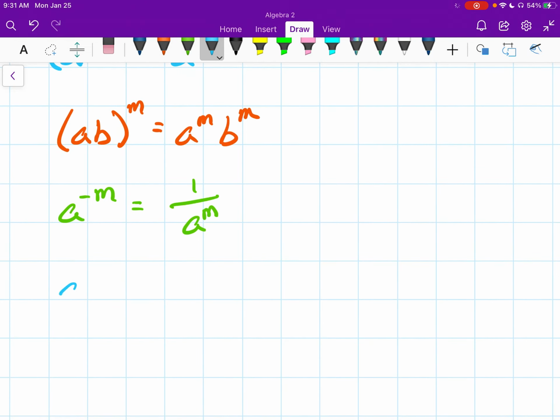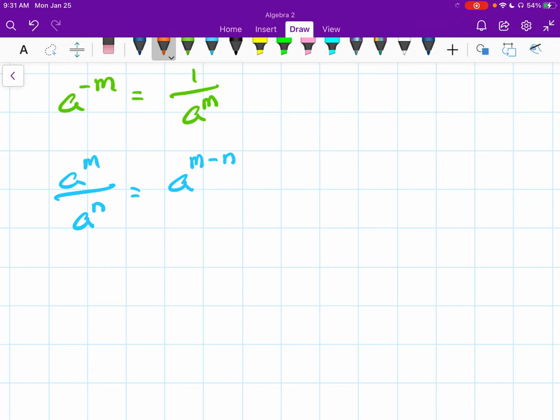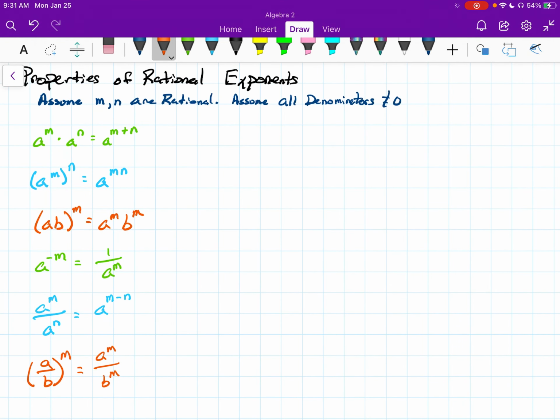Next up, we have a to the m over a to the n. That is equal to a to the m minus n. And to finish off, we're going to say a over b to the m is equal to a to the m over b to the m. All right. These are all very good things to know and to remember. A lot of these, later on you'll think the formulas are kind of silly and we don't need those. So, some examples of these.